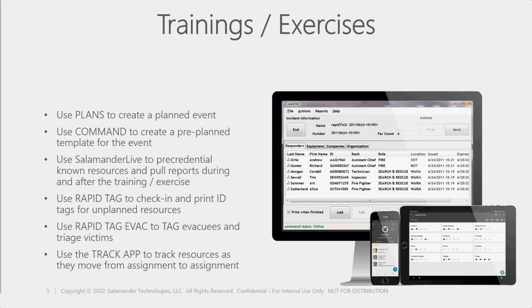First one is plans. This is a newer feature that we released last year. What the Salamander plans feature does is allow you to pre-create the training or the exercise or the event with all the assignments and resources beforehand. Then once you're ready, you can activate that plan into an event and manage the check-in process for the plan resources using the Track app. The Track app is required to be used with plans. It's the only solution that we have that's configured to work with plans. And then, of course, you can see the results of your check-in process through Salamander Live.